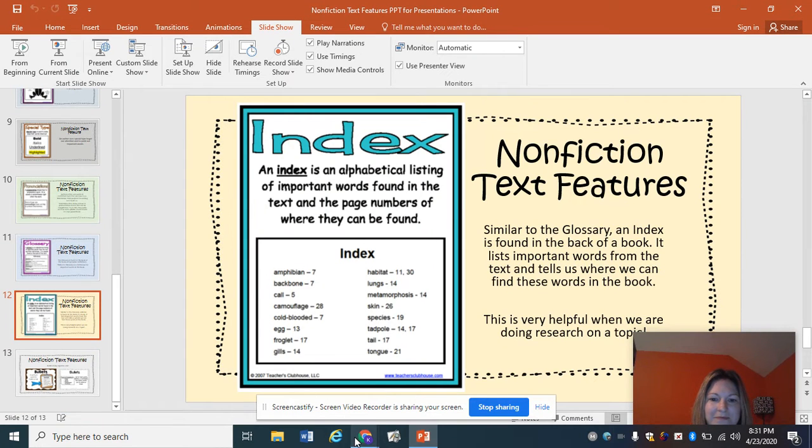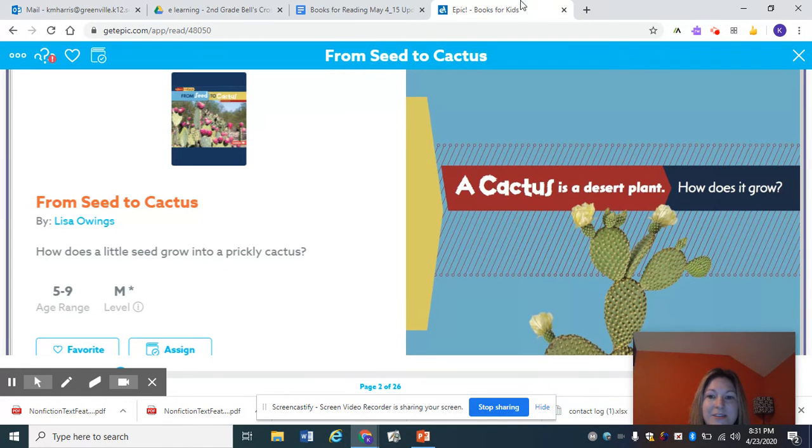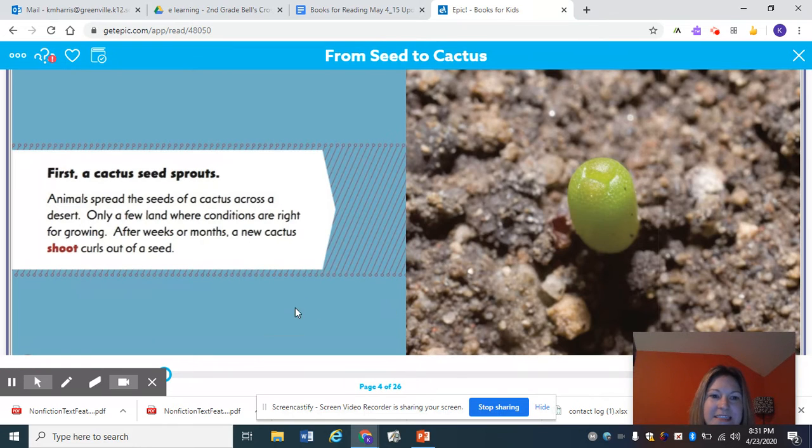Okay. So our story today is A Cactus Is a Desert Plant. How does it grow from seed to cactus? First, a cactus seed sprouts. Animals spread the seeds of a cactus across a desert. Only a few land where conditions are right for growing. After weeks or months, a new cactus shoot curls out of a seed.